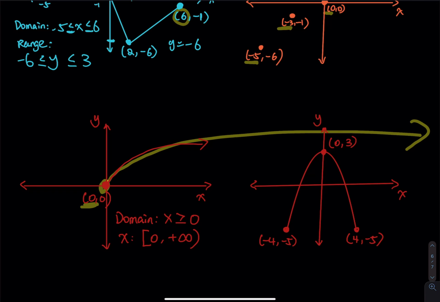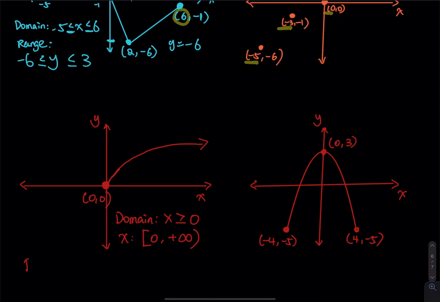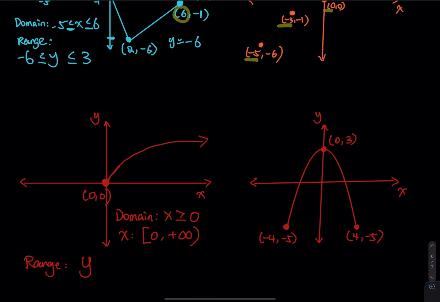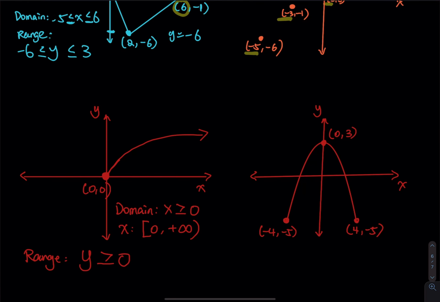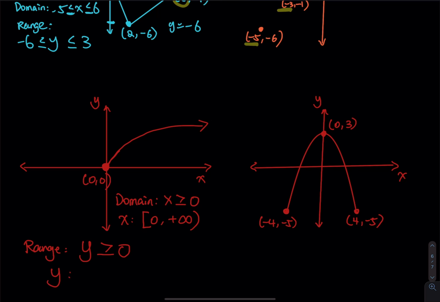Okay, so let's get rid of those marks, and then let's proceed to the range. So the range, what is the smallest y value? The smallest y value is equal to 0. And then as x gets bigger and bigger, y gets bigger and bigger. So therefore, y is greater than or equal to 0. Or you can write y such that y goes from 0 and all the way to positive infinity.